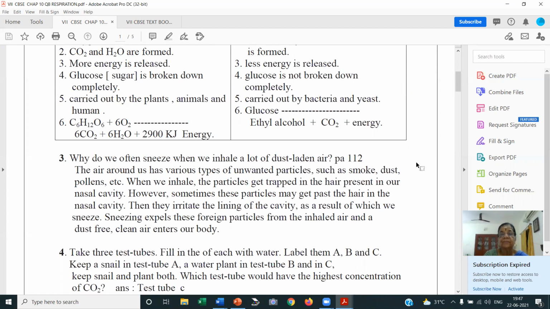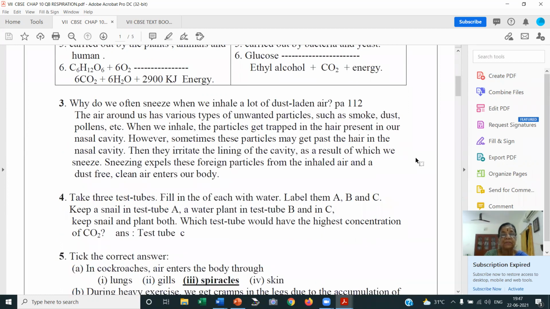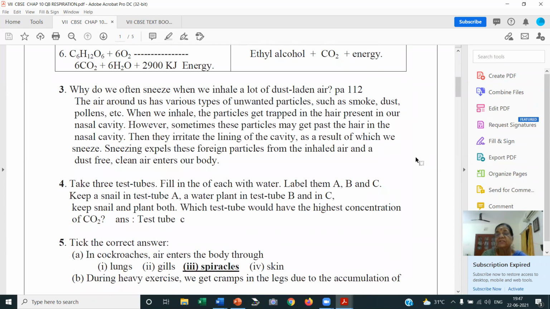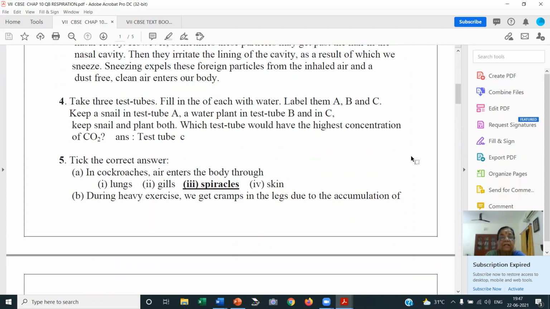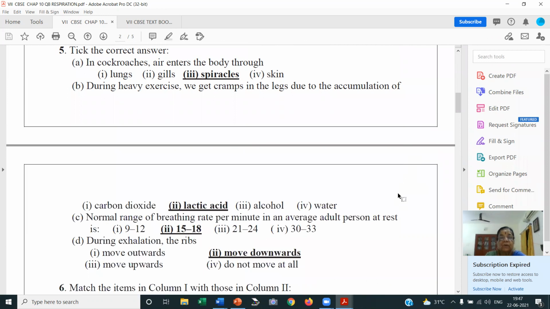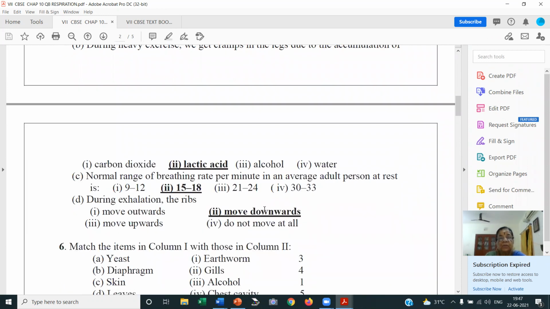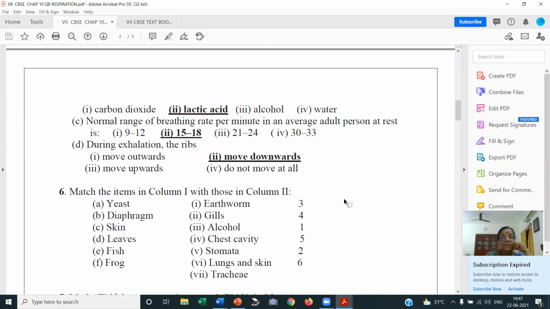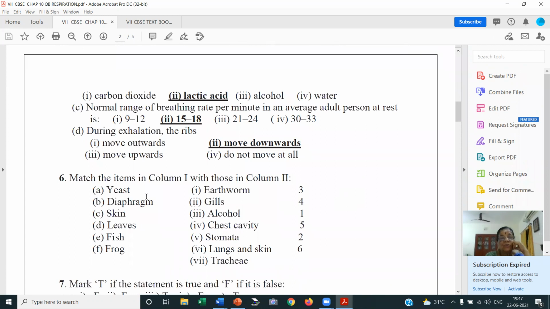Are you clear? Then try the test tube experiment: the test tube with carbon dioxide will turn milky. Then the textbook questions: cockroach, air enters the body through the spiracle. During heavy exercise, lactic acid is formed. The normal breathing rate is 15 to 18. I have underlined the correct answers. Then match the columns. Go through them.